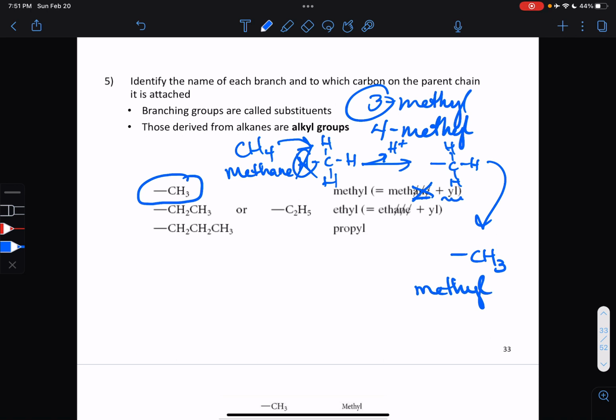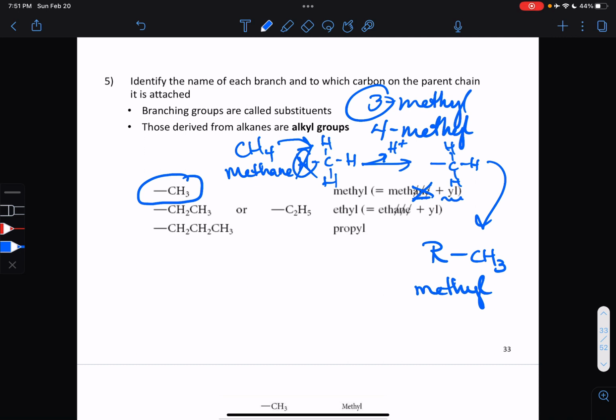Now it's going to attach to a parent chain, and often we'll just go ahead and put an R to indicate some kind of parent chain that methyl is connected to. And you can remember that because it means just the rest of the molecule, R for rest of molecule, okay? So that's a methyl group.